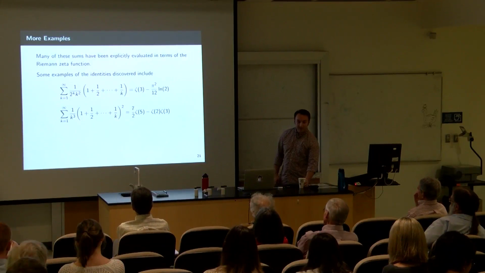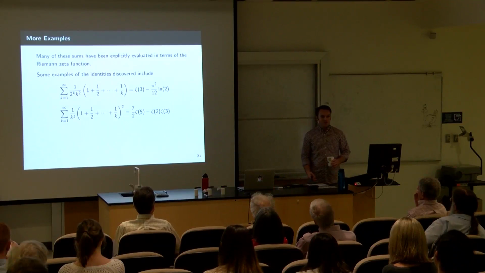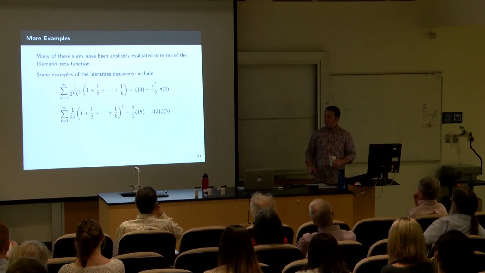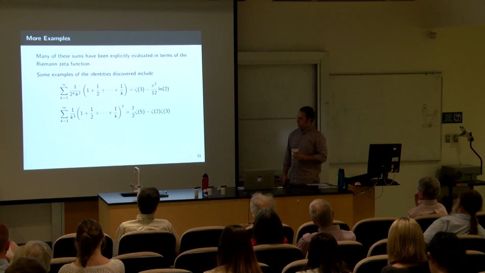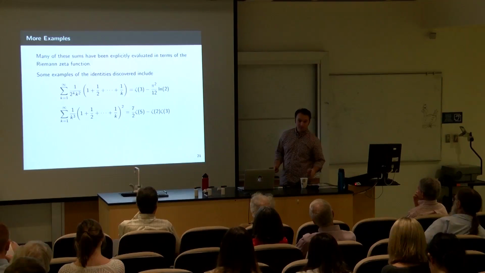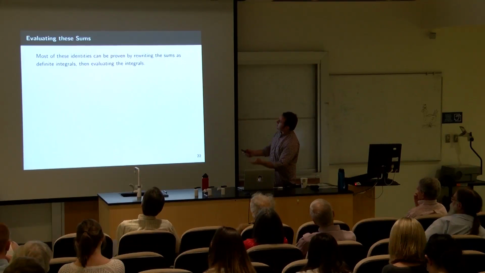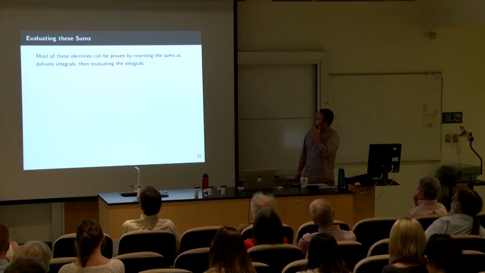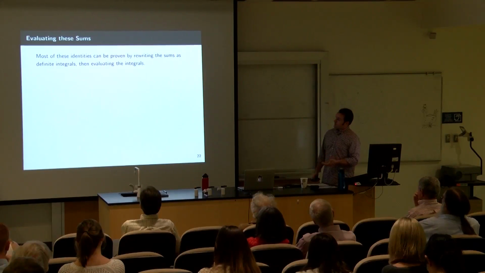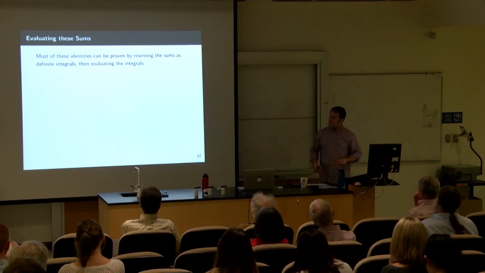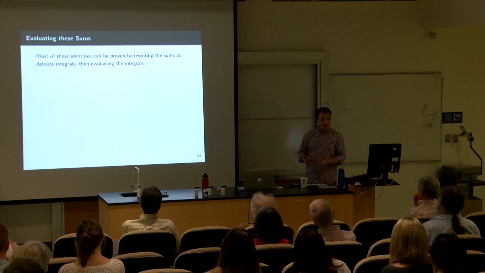But I think the idea that you're seeing is that most of these sums, well, the ones that we know how to evaluate, usually involve the zeta function. The ones we don't know, who knows? Okay, so most of these identities can be proven by rewriting the sums as definite integrals and then using calculus tricks to evaluate the integral.